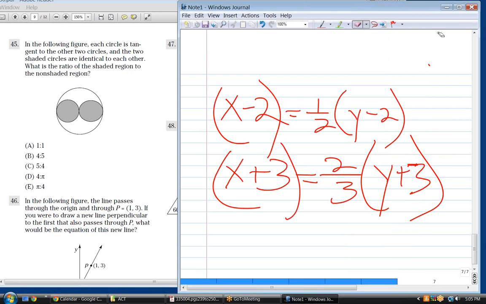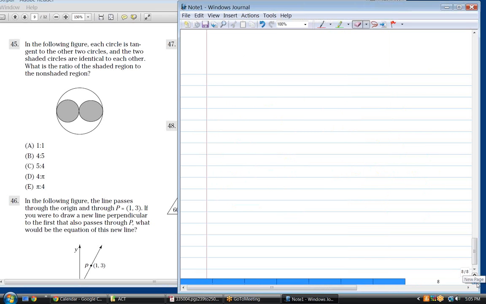Okay. So in the following figure, each circle is tangent to the other two circles, and the two shaded circles are identical to each other. What is the ratio of the shaded region to the non-shaded?